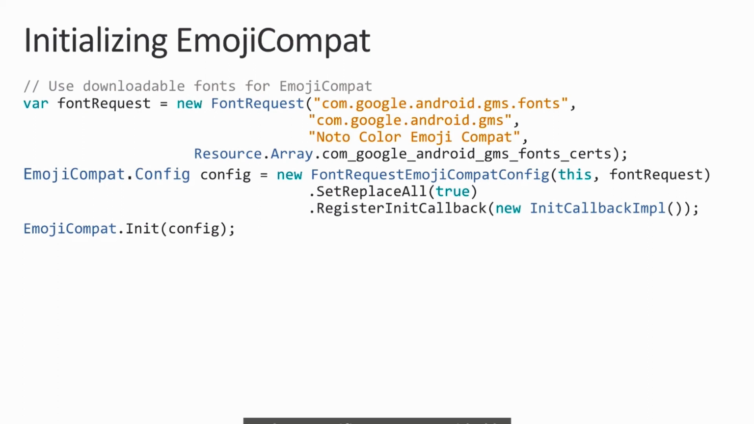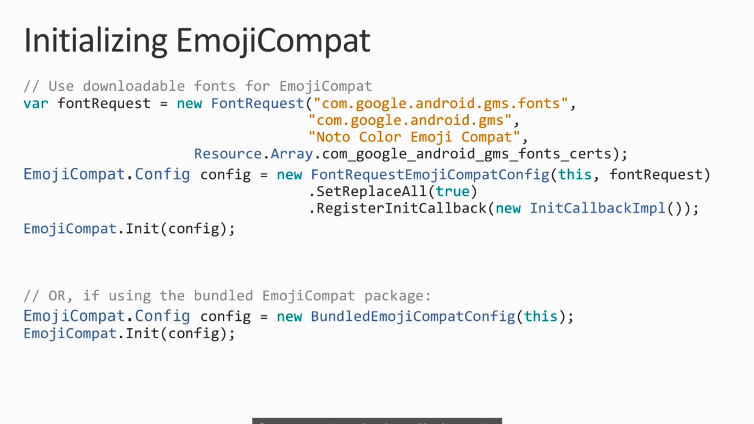So these certificates are provided by Google Play Services. So really, you just need to drop this code into your application. Then we new up a config file, or we new up an emoji compat config, and this just provides the information necessary so that the emoji compat library can download the fonts for us. The set replace all just says replace the existing fonts you have with this one, and we register a callback. And then we just hand that off to the emoji compat init, and away it will go and download it for us. And we usually do this in something like the application subclass.